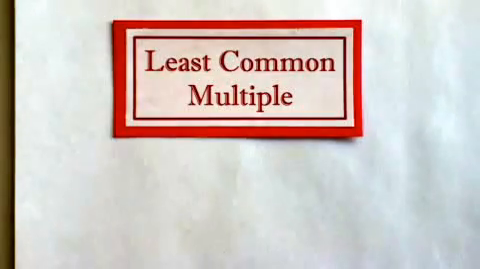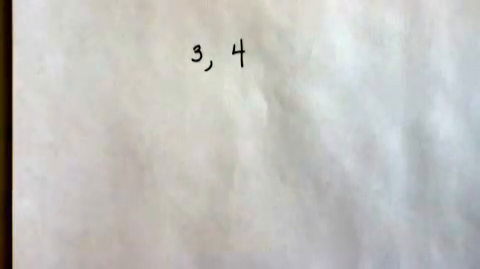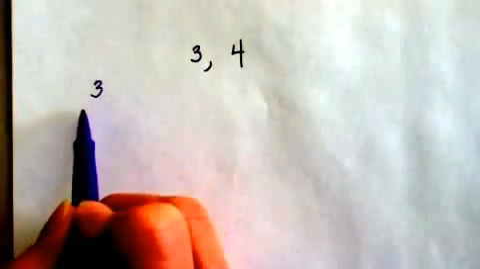Today we will be talking about finding the least common multiple. The problem I'm looking at is 3 and 4. In order to find the least common multiple, we begin by writing out a few of the multiples of each number, beginning with 1. So let's look at our 3's.